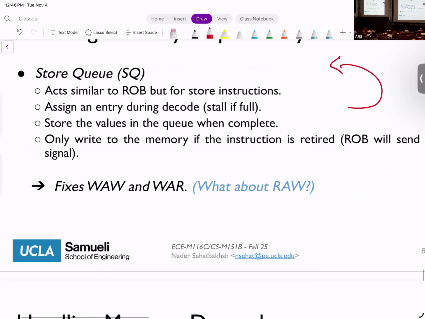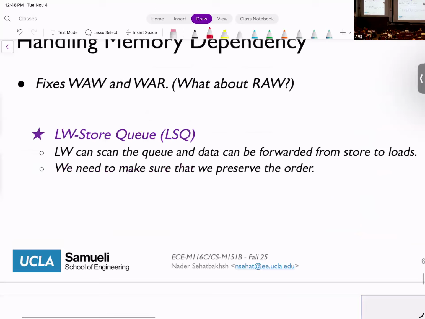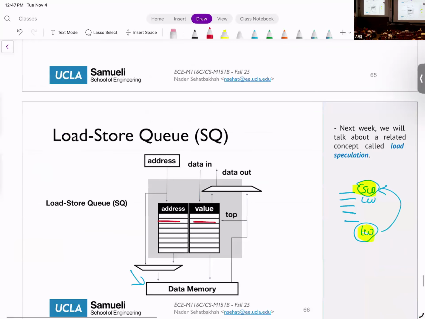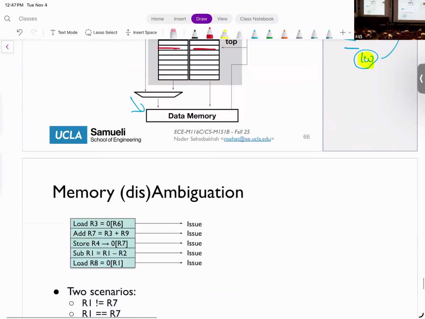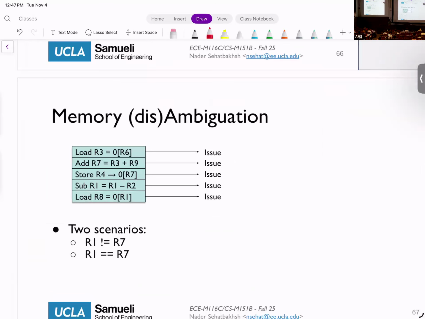So this will fix these issues, right? We will fix the write after write and write after read issues if you have something like this. But what if we have something like this? I have a load R3 that reads from R6. Then I use R3 to create R7, and I store R4 into the address of R7. And then I also have R1, and I load things from R1.